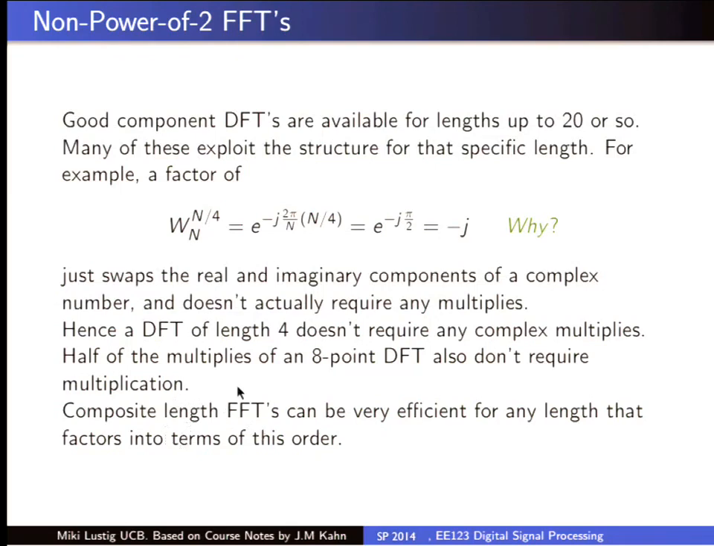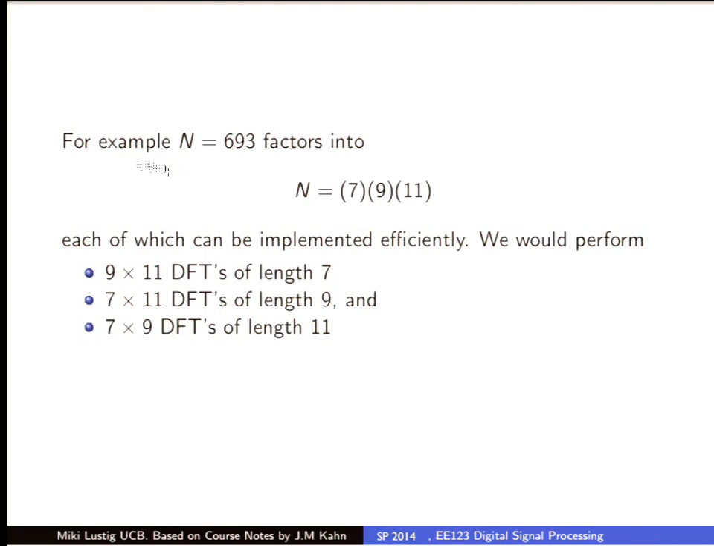So composite FFTs can be very efficient. For example, if I have n equals 693, it factors to 7, 9, and 11. All of these have DFTs that people have developed. So you can basically break this into either 9, 11 DFTs of length 7, or 7, 11 DFTs of length 9, and so on and so forth. So you can break this into different types of DFTs.